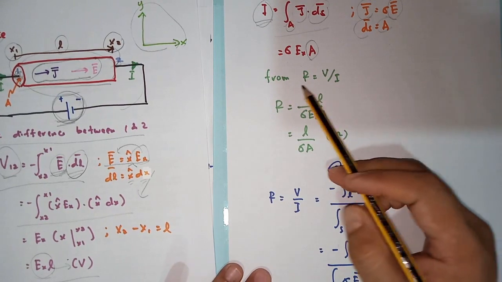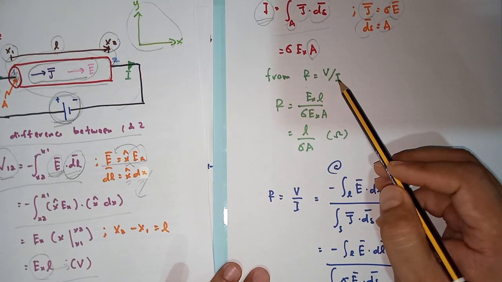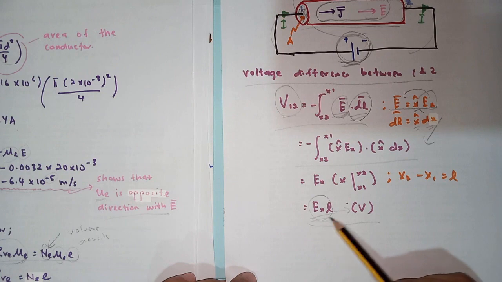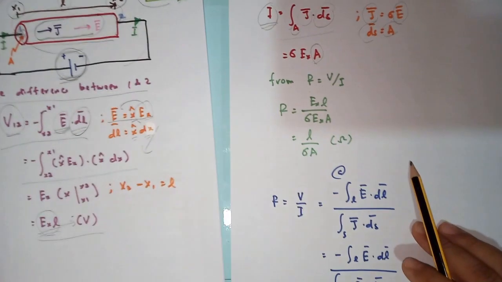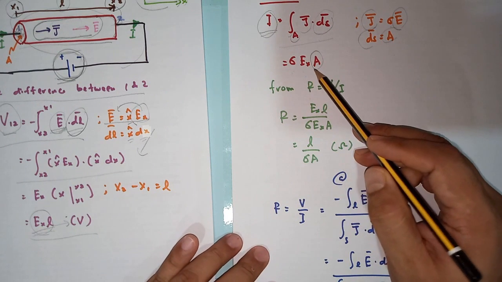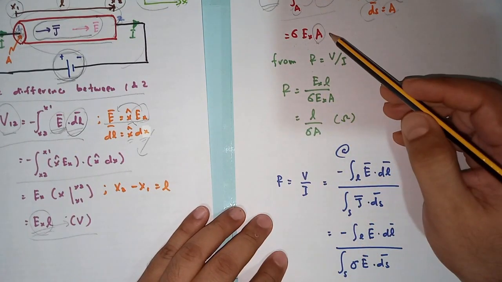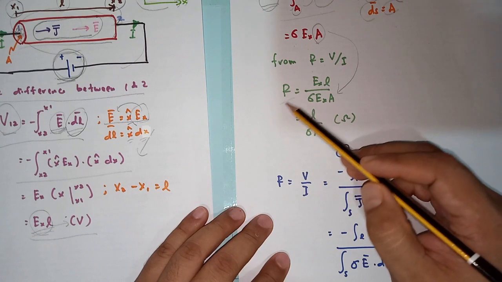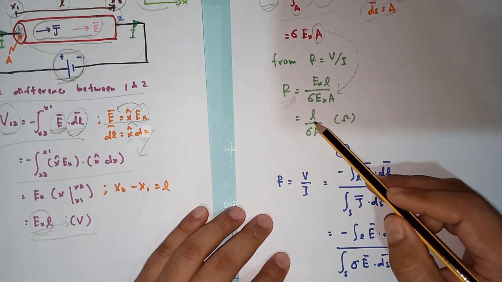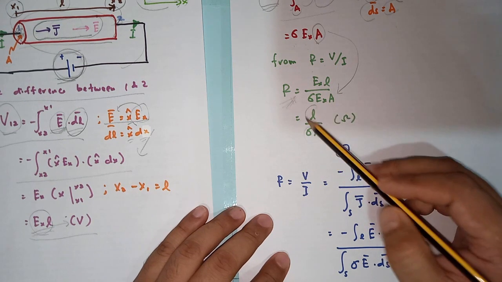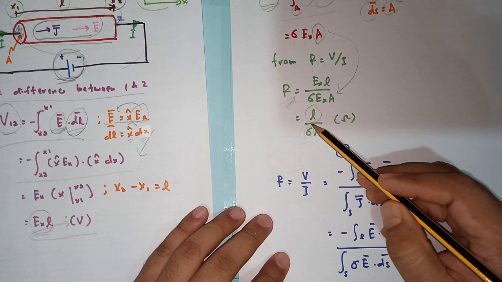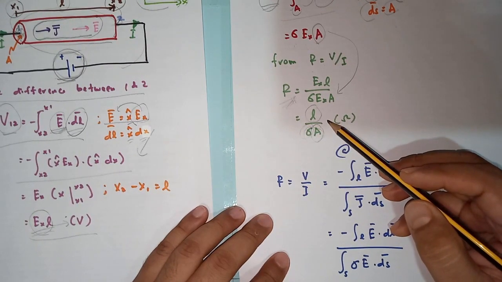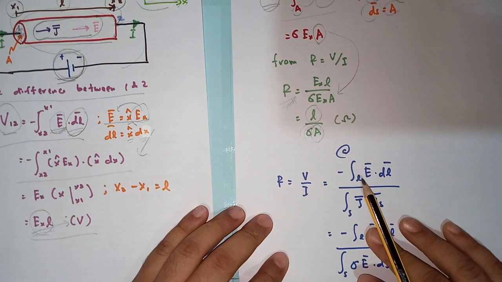And from the general expression, R is equal to V divided by I. We have the expression for V, the potential difference, represented by E times L, and the expression for I equal to sigma E A. Then we can put all the parameters together into this expression, and we have the resistance equal to L divided by sigma A, where L is the length of the conductor, sigma is the conductivity of the material, and A is the cross-sectional area of that particular conductor.